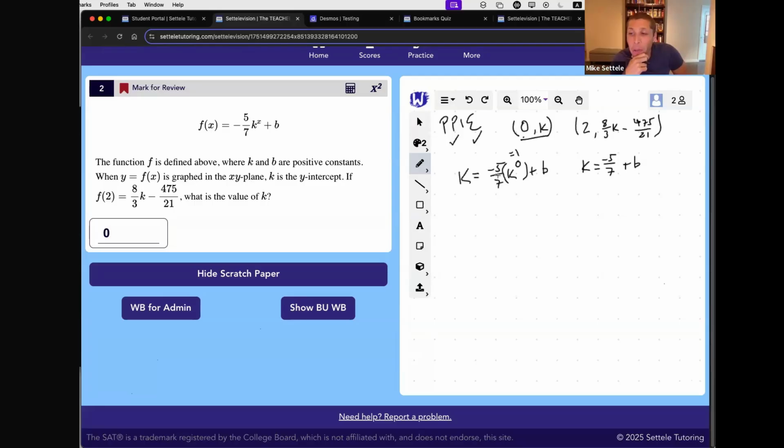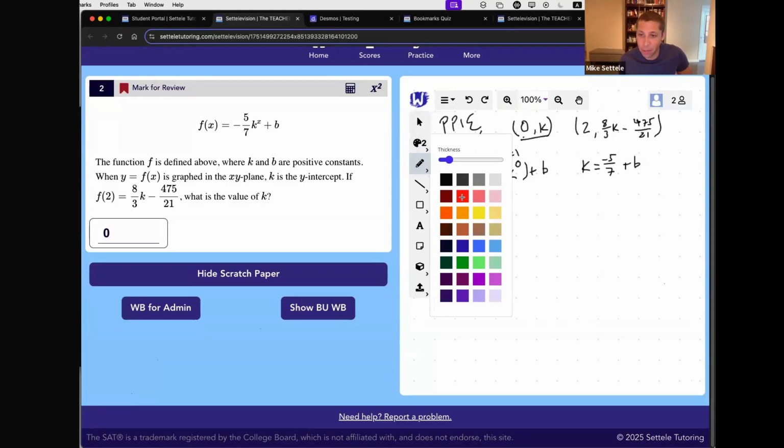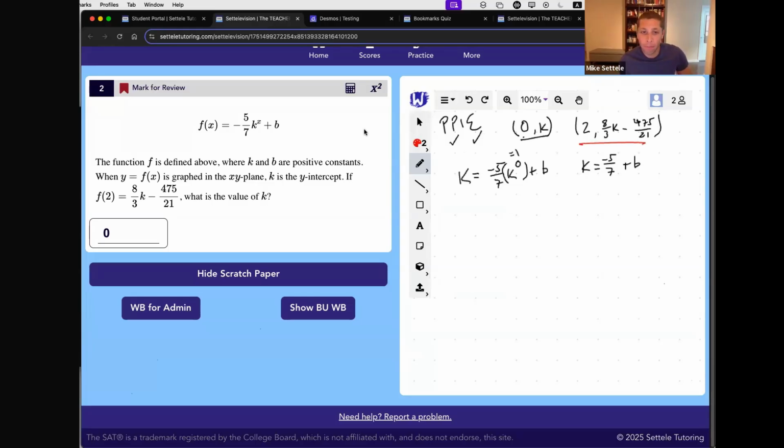I leave it aside and I try the other point and I see what happens. And let's change color for that so I don't get confused. So we're going to plug this point into this equation. So y goes in y, so that's going to be, oh boy, am I going to run out of space? 8/3 k minus 475 over 21 is equal to, that's my y coordinate, -5/7 k squared, right? Because 2 goes in for x, plus b.